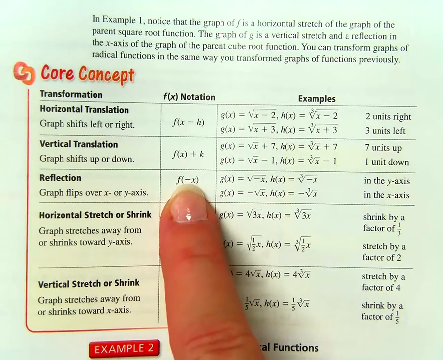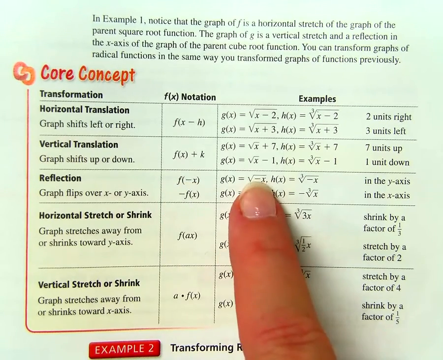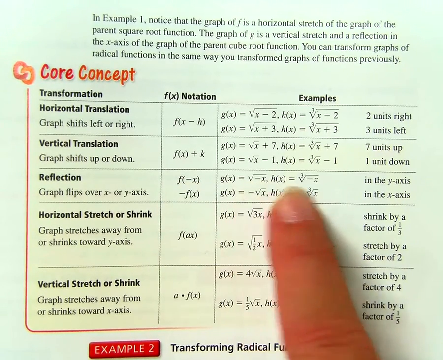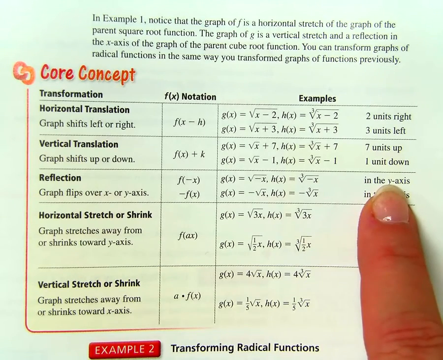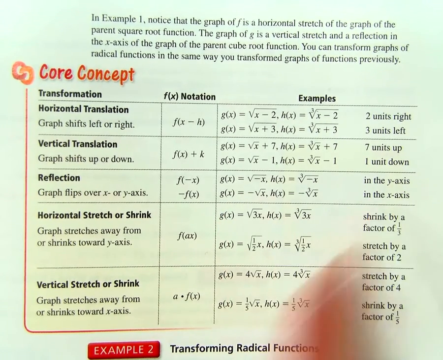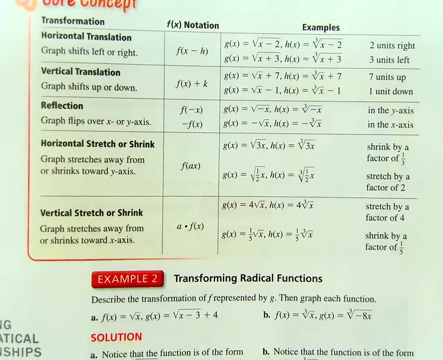Reflection. There's two different kinds of reflections. We talked about this. Either the negative is on the inside of the function like this is, or it's on the outside of the function like this is. If it's on the inside of the function, that's the reflection over the y-axis. And if it's on the outside of the function, that's over the x-axis. This is all just remembering, right? Yes? Okay.